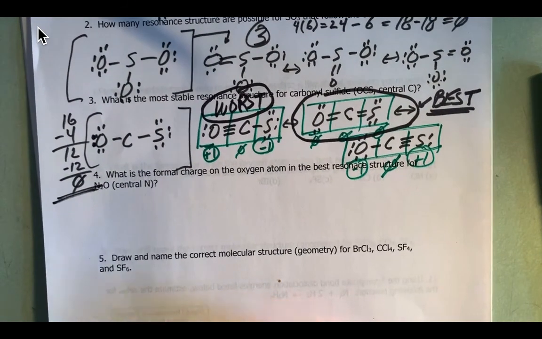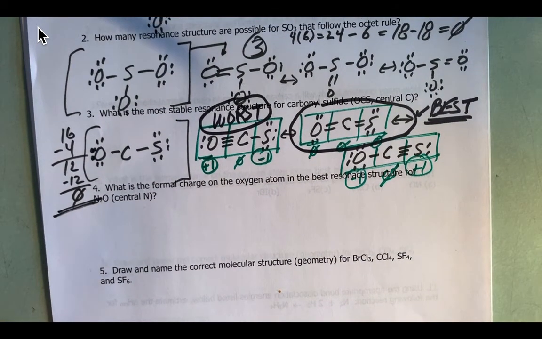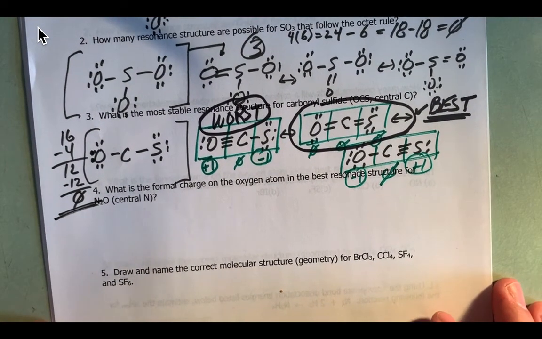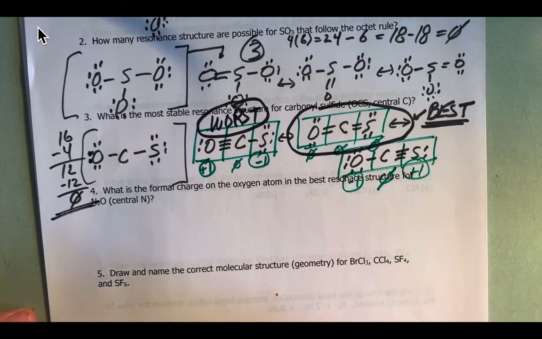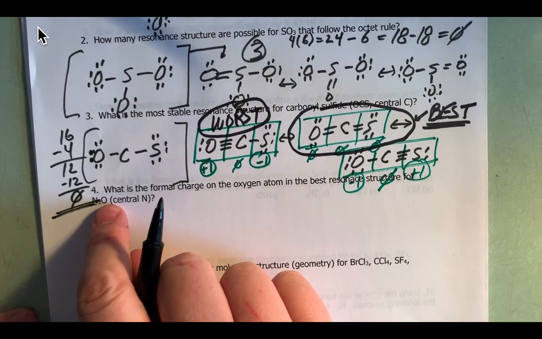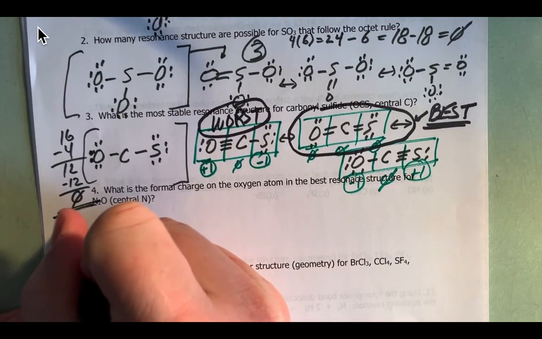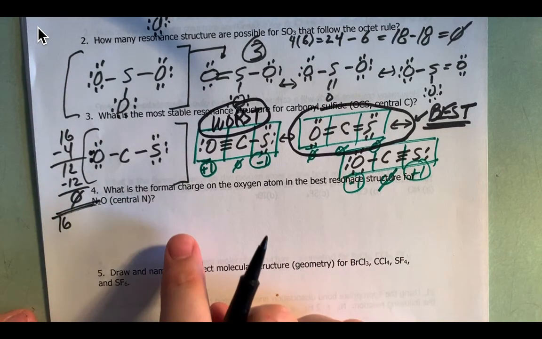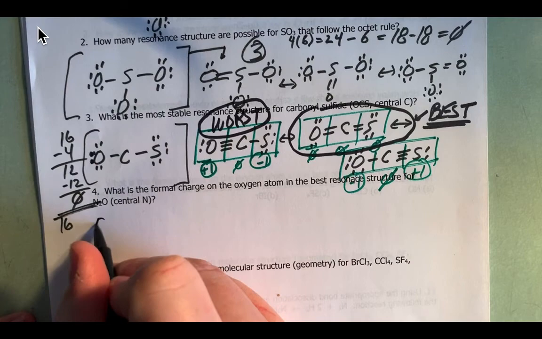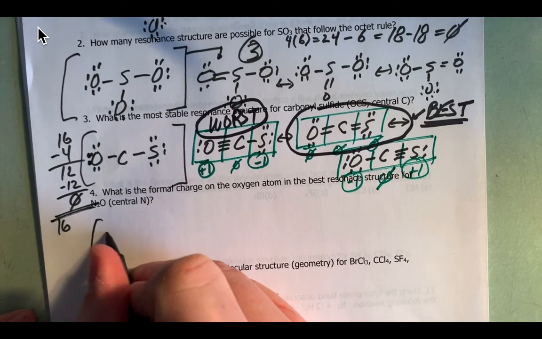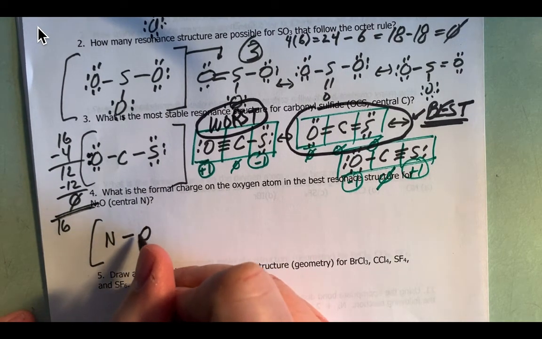In this next one, we're given an N2O molecule, which has a central nitrogen, and we're asked what the formal charge is on the best resonance structure. 2 nitrogens and 1 oxygen. This is also, again, 16 valence electrons, and it's 3 atoms. So we're going to just skip to this structure.